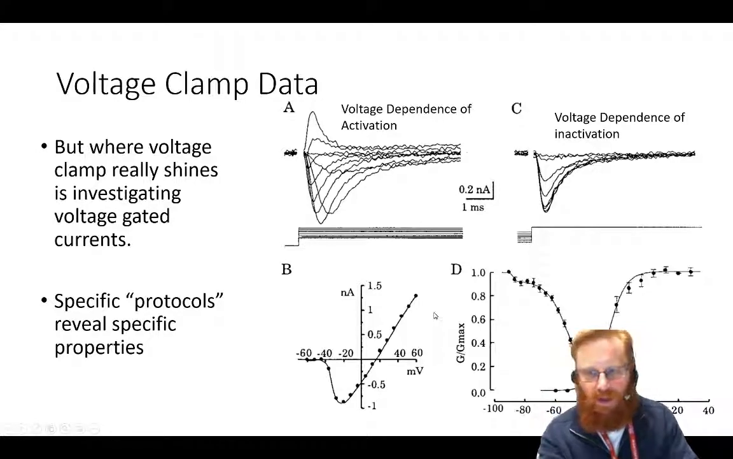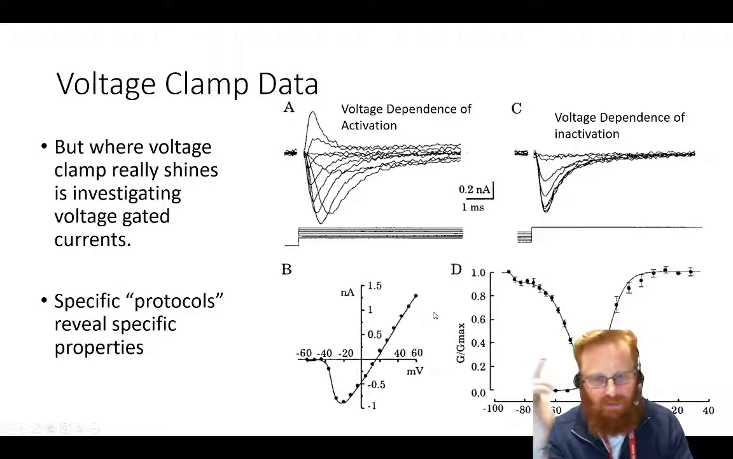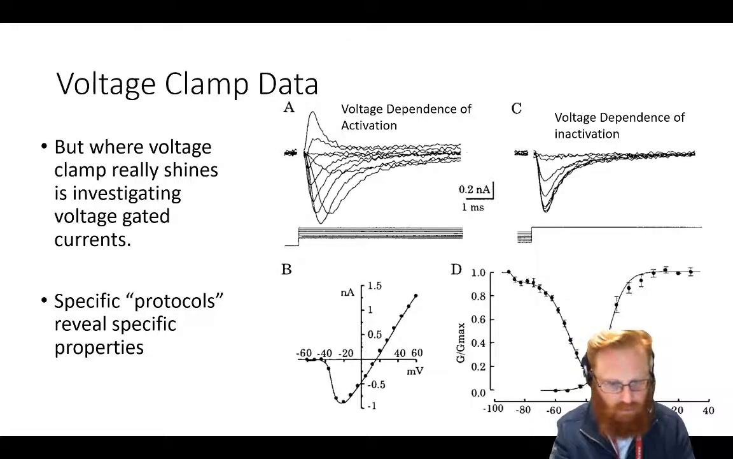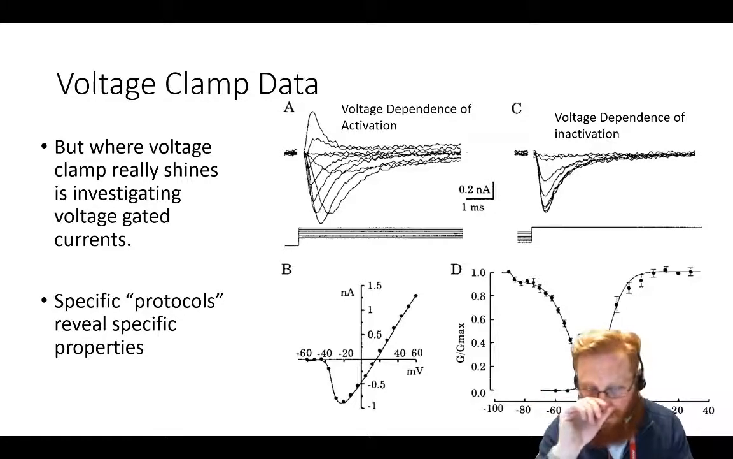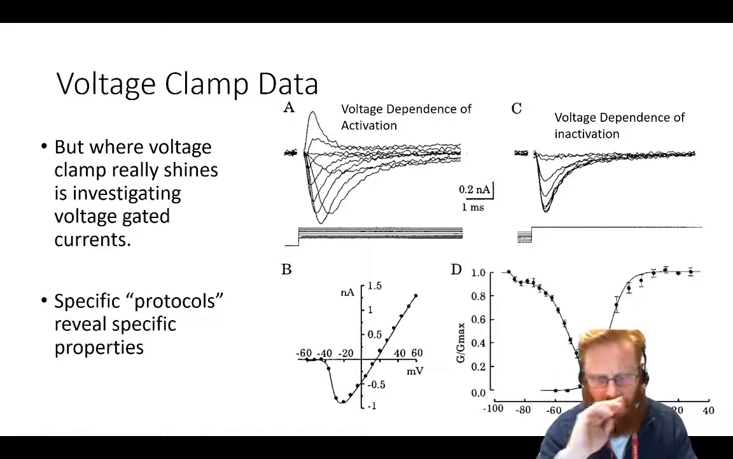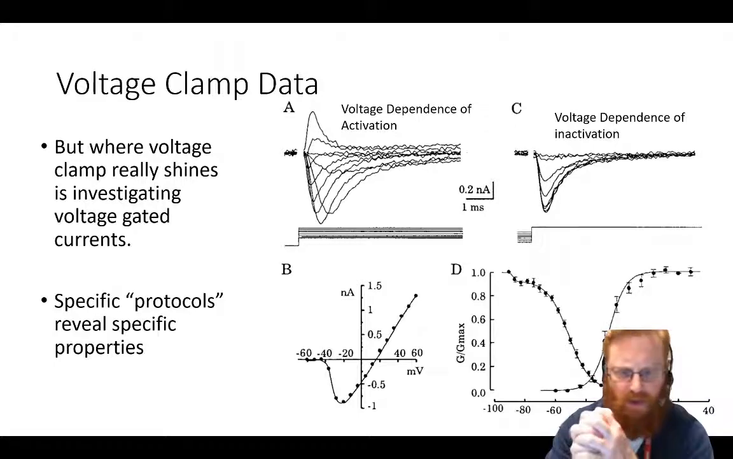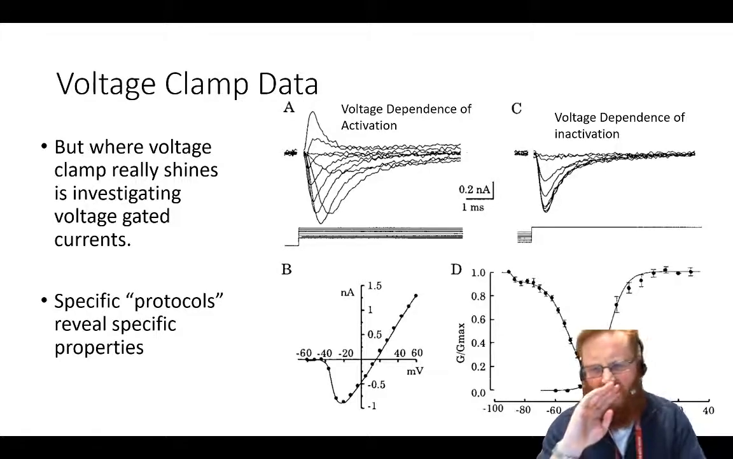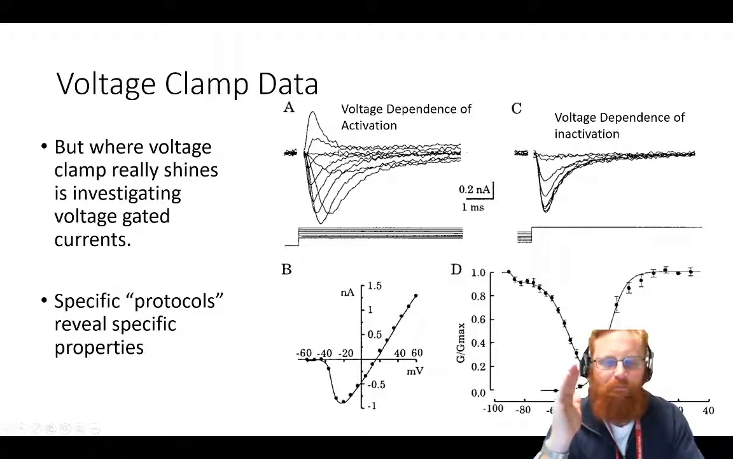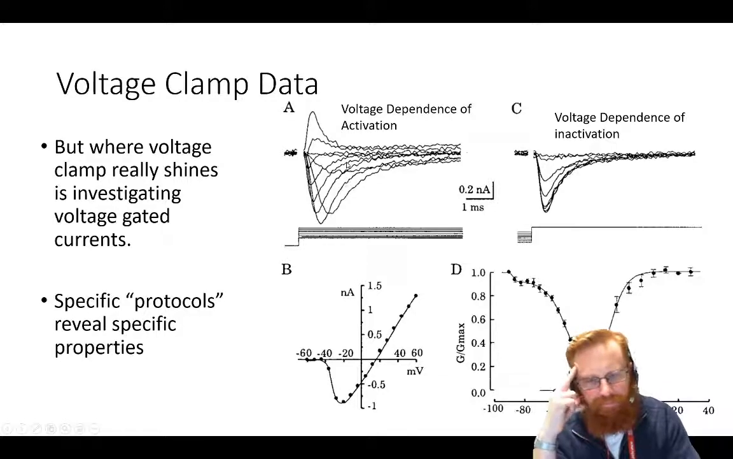But the real star of voltage clamp stuff is to measure voltage-gated ion channels. That's what it was invented to do, basically, certainly popularized to do. And you use specific protocols, as they're called, to reveal specific properties. So this protocol here reveals the so-called voltage dependence of activation, which is to say what is the voltage needed to open the ion channels.